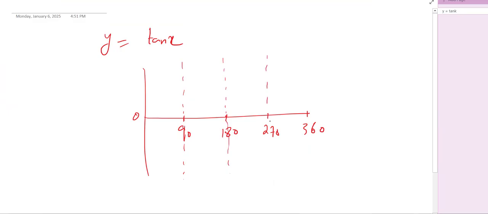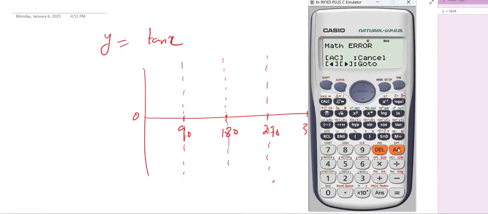No, but one second. Tangent 180 is not an asymptote. One second, let me check. Tangent 180 is not an asymptote. It's zero. Okay, so remember that. I'm sorry.